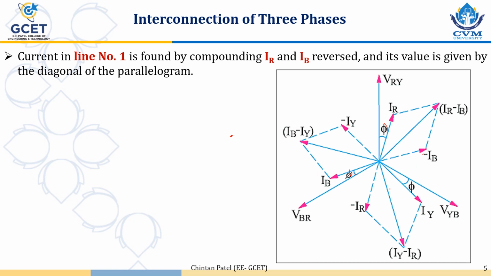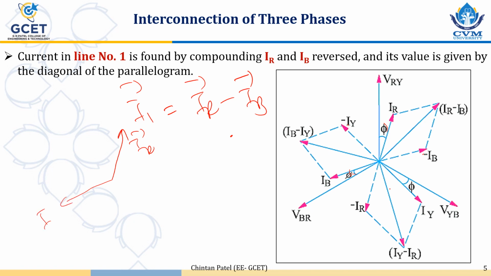Now, how can we calculate the line currents I1, I2, I3? So what is I1? We have written I1 vector is equal to IR vector minus IB vector. So you can see here, this is IR vector and IB vector is somewhere here, and this is 120 degree phase. So IR minus IB means we have to take the minus IB. Minus IB means 180 degree apart from current position. So this is minus IB.